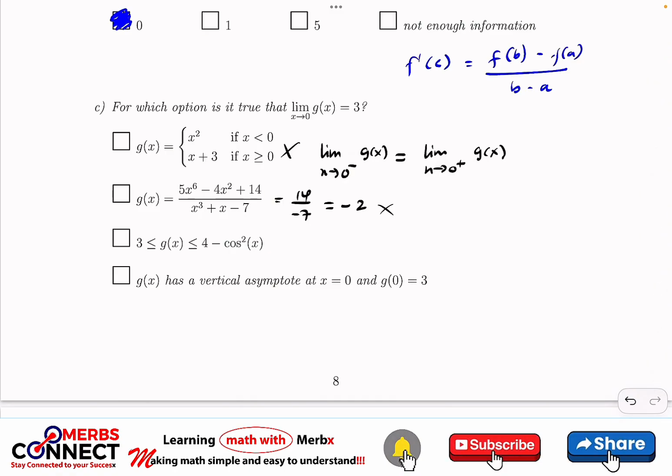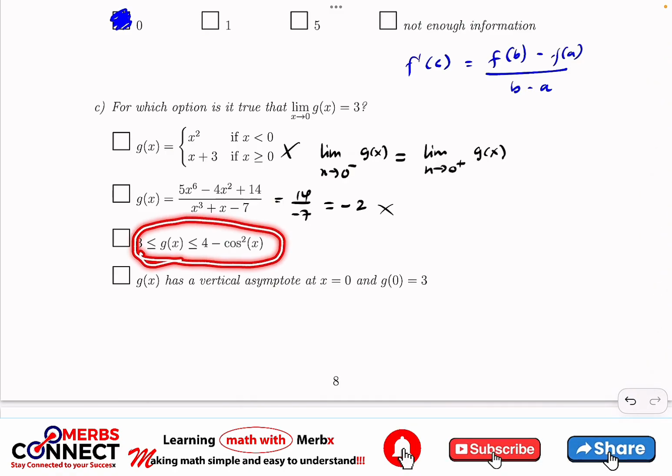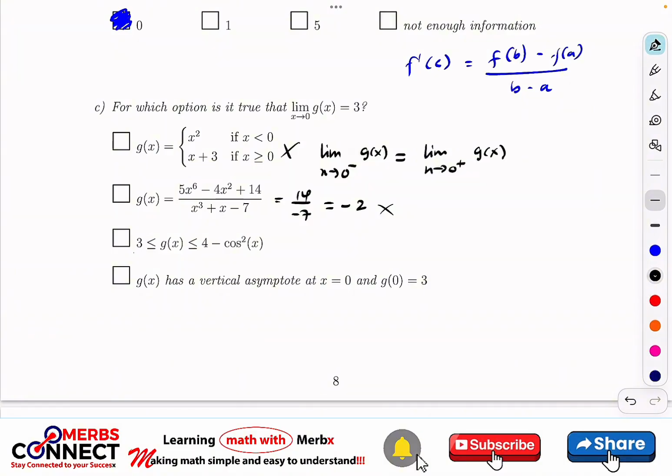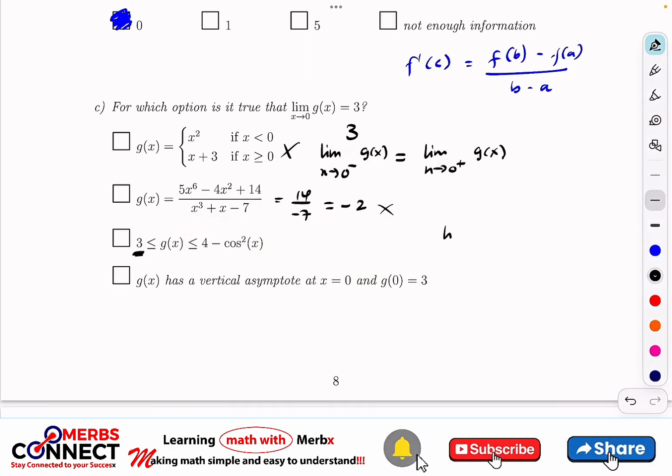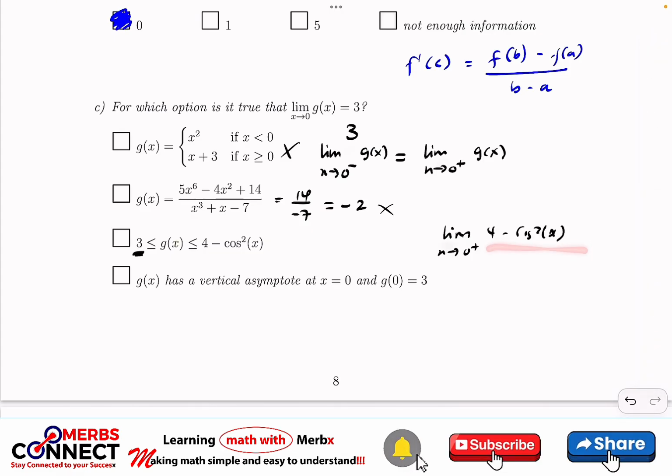Now let's look at this guy here. This guy is kind of squeezed here. So automatically this is the left, right? So the left is equal to 3. Now let's look at the right. Now the right is, now we are picking limits as x is approaching 0 from the positive, 4 minus cos squared x. Now this is not divided by anything, so we can set x equal to 0 and plug it in.